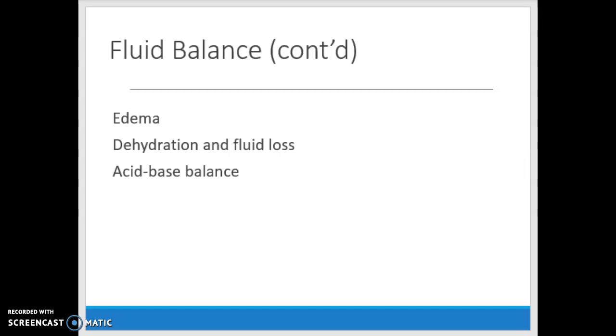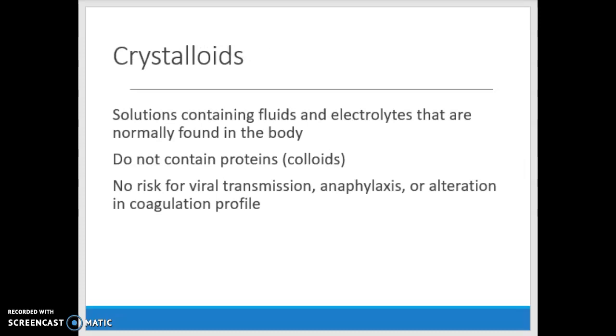So let's talk about those fluids that we'll give. Crystalloids. Crystalloids are solutions containing fluid and electrolytes that are normally found in the body. They don't contain any proteins or colloids, and there's no risk for viral transmission, anaphylaxis, or alteration in a coagulation profile.